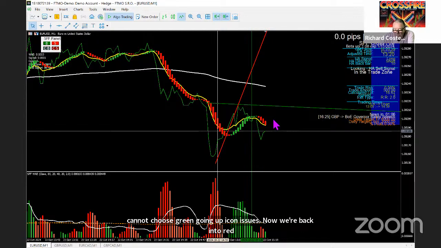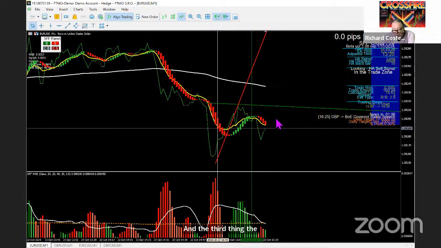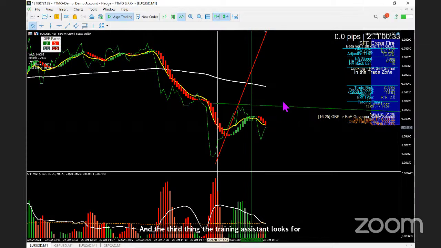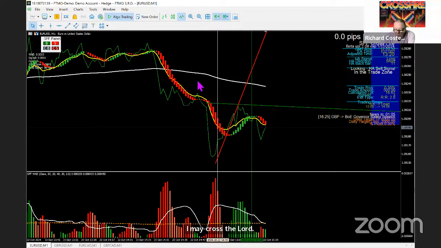And the third thing the trading assistant looks for is a recent MA. Actually got 3. So definitely got 2. Sorry, say again.